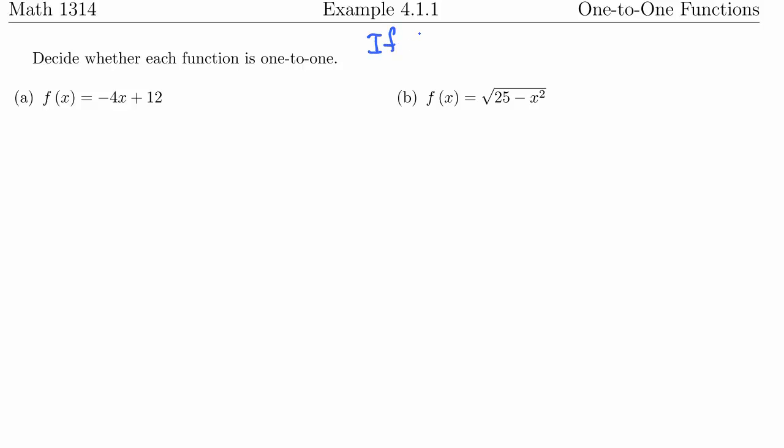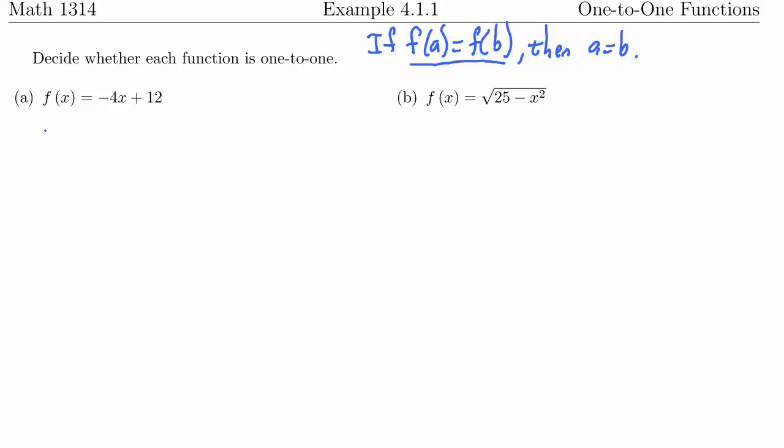If f of a equals f of b, then a equals b. Because of this definition, in order to check if a function is one-to-one, we start out with the hypothesis that f of a equals f of b.